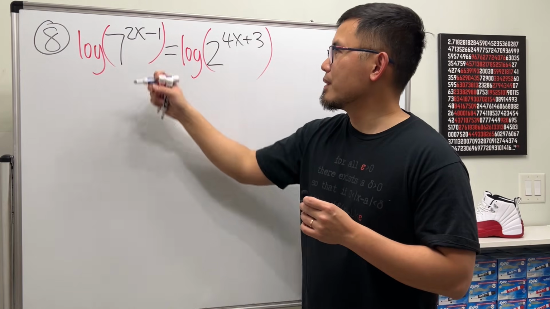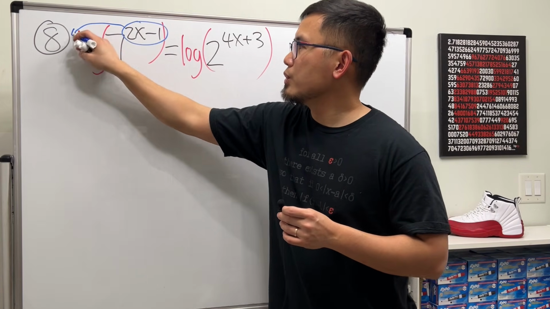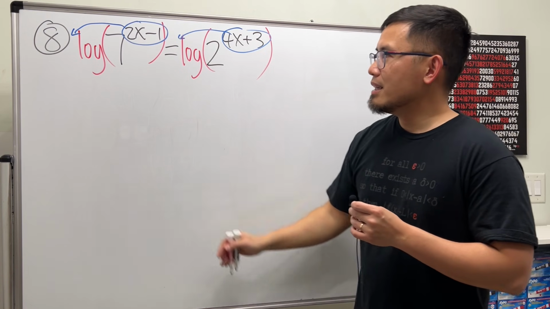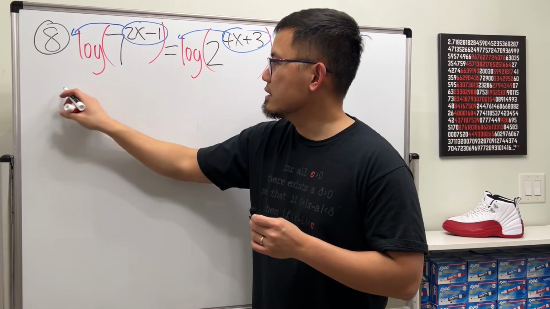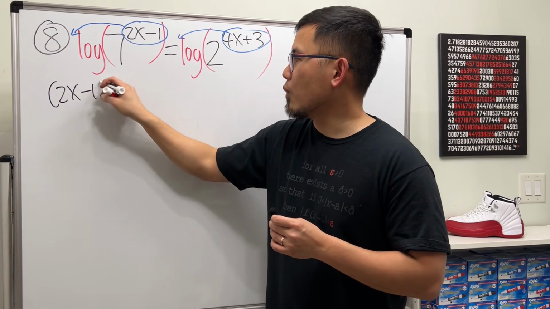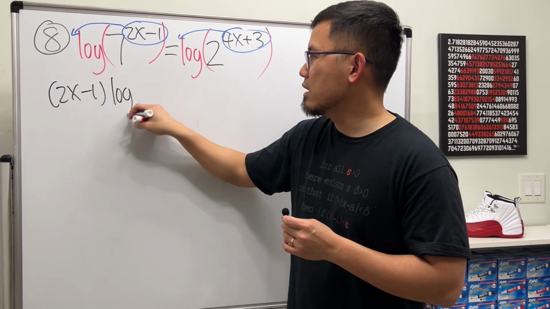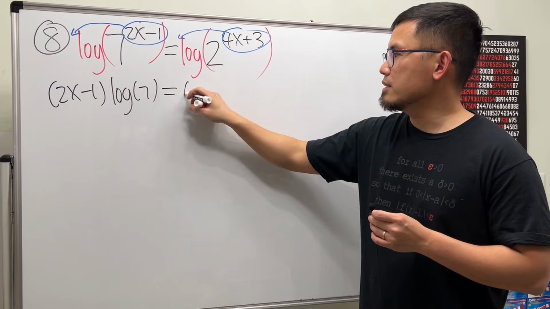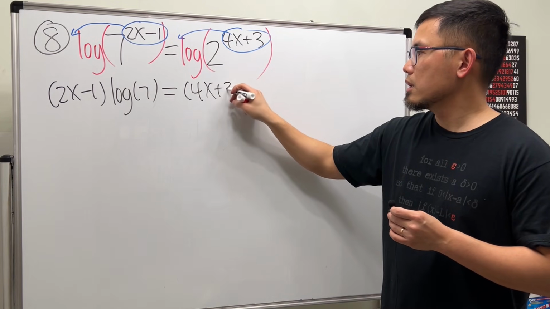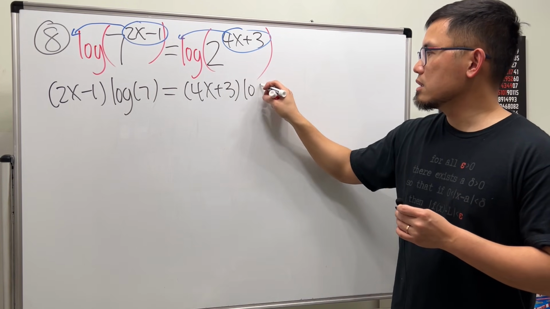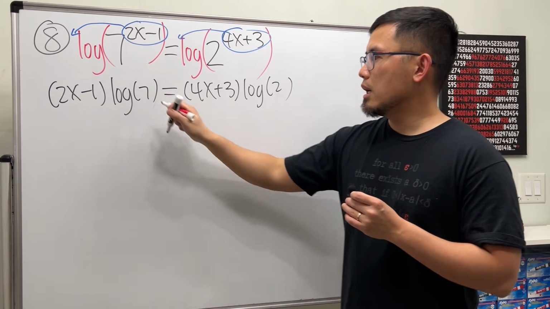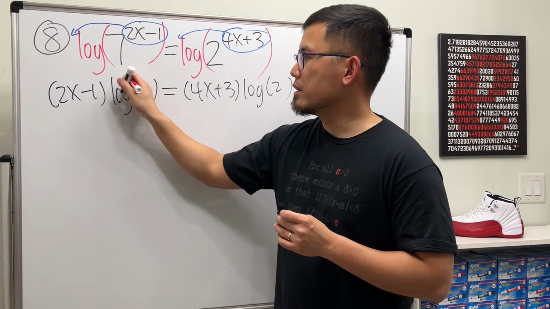Alright, now go ahead, put the power to the front, put the power to the front. So here we will have parentheses 2x minus 1 times log of 7, and that's equal to this in the front, so 4x plus 3 times log of 2. And then from here, this is just a number. I will distribute.